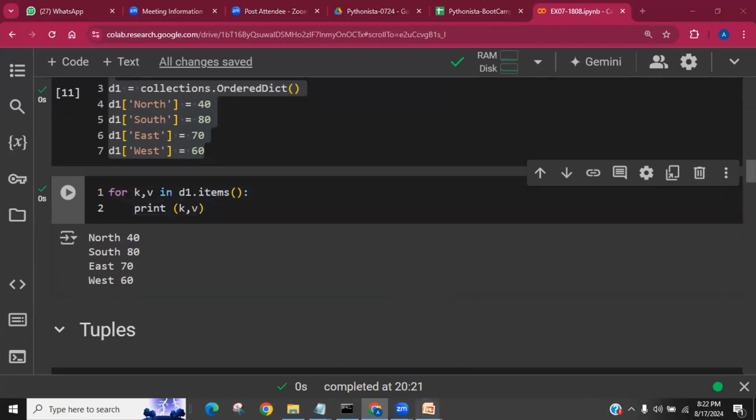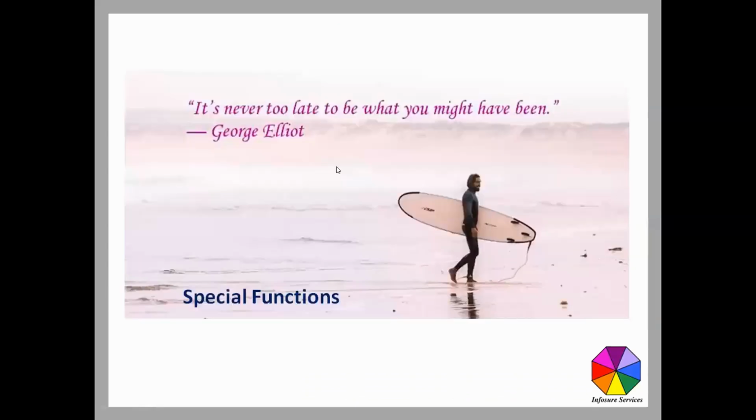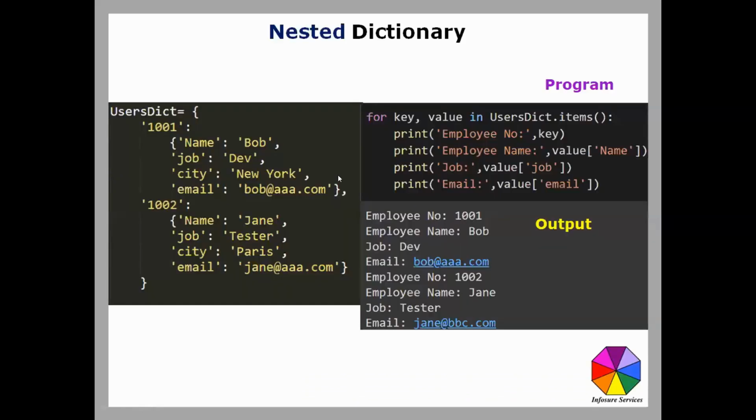So that's it with the dictionary operations. Mostly we'll come back to this when we see JSON objects. Of course, dictionary is a data type, but we'll see where it is used in terms of web applications.